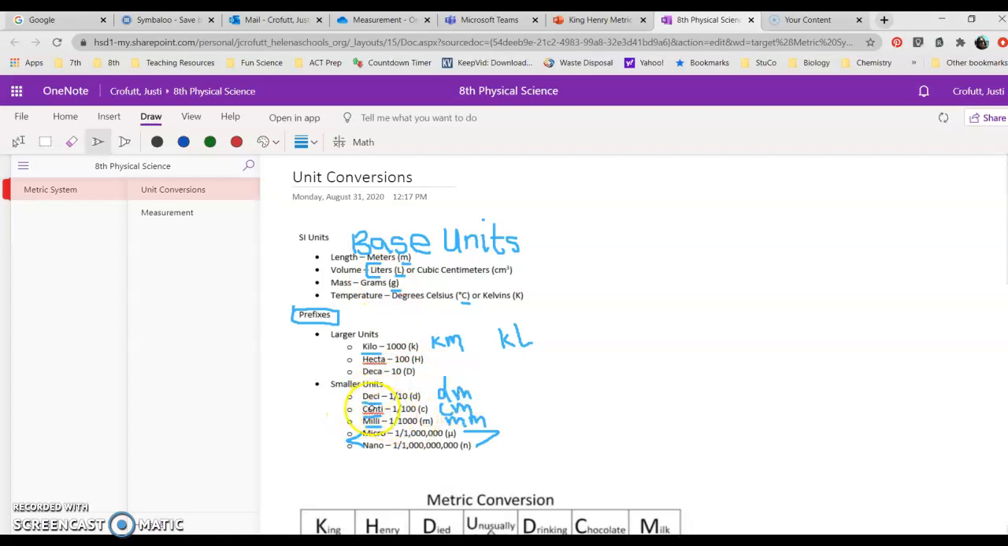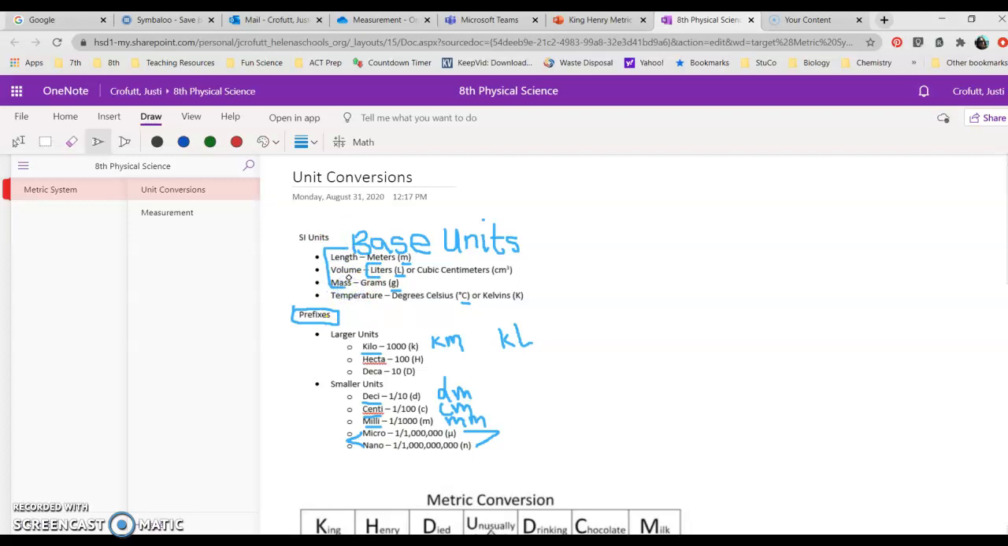Deciliters, little d, big L. Centimeters, little c, big L. So, and so on and so forth. We use a lot of milliliters in science. Okay, so little m, little big L. Anyway, these are the things you need to focus on as far as our base units go.